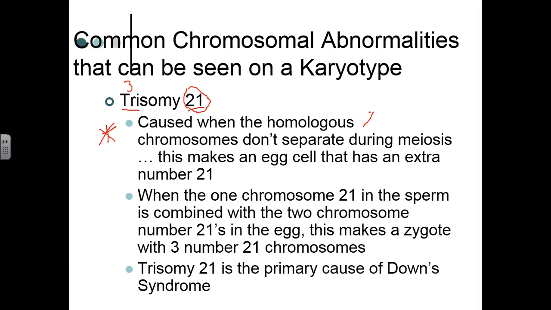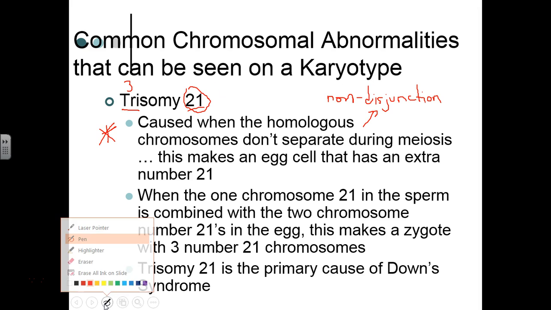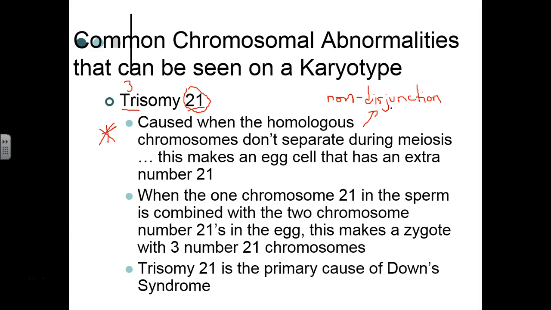So the term that I want to make sure you know is called non-disjunction. Okay? Non-disjunction. And in non-disjunction, if we want to break that word down a little bit, you know junction means coming together. Disjunction is where they come apart, and non means not coming apart. So these homologous chromosomes that come together don't separate, ending up with this extra 21st chromosome.